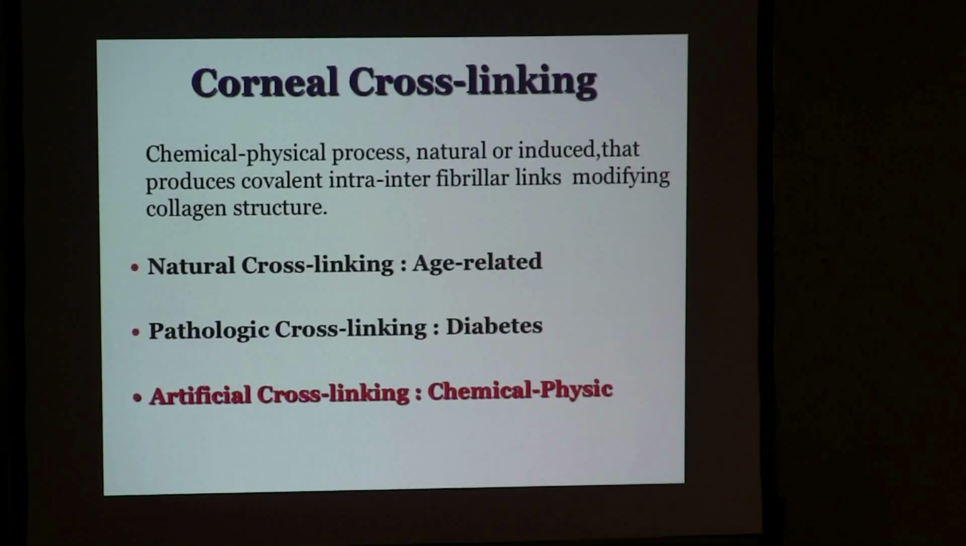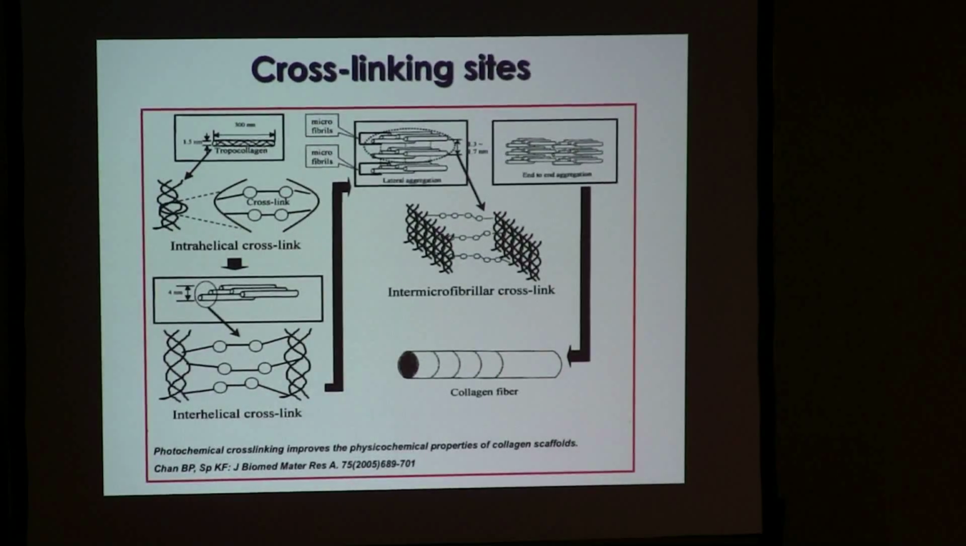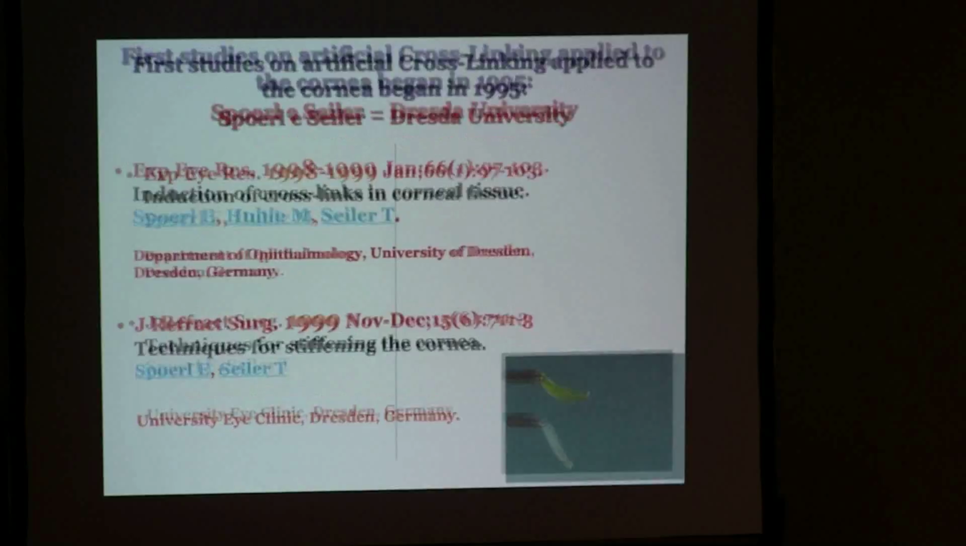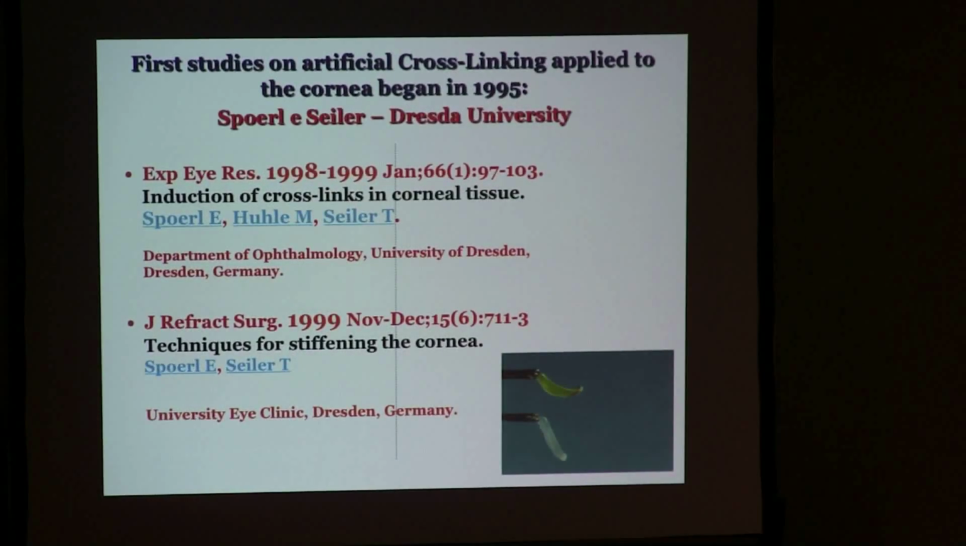So cross-linking essentially is a chemical physical process. We have a natural cross-linking that is age-related. We have a pathologic cross-linking in the diabetic patient. But now we are going to artificial cross-linking, which is a chemical physical process. Which are the sites? The sites are the intrahelical cross-linking, the collagen fiber. So we have an intrahelical, interhelical, and a fibrillar collagen cross-linking. And after the US, we just start the story as we know it.